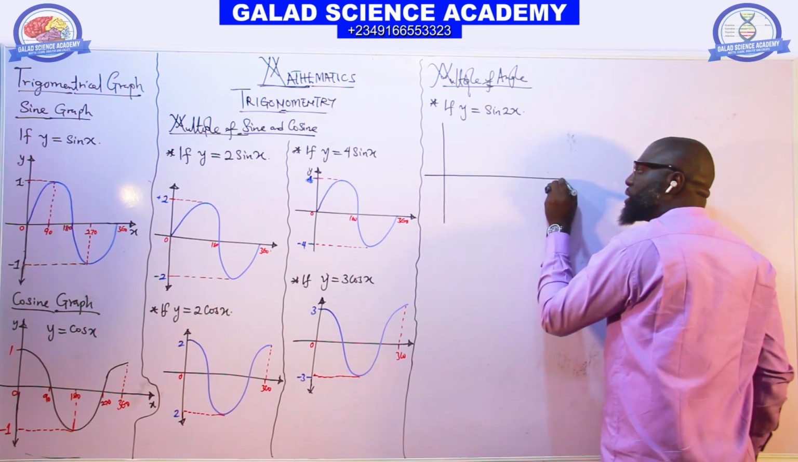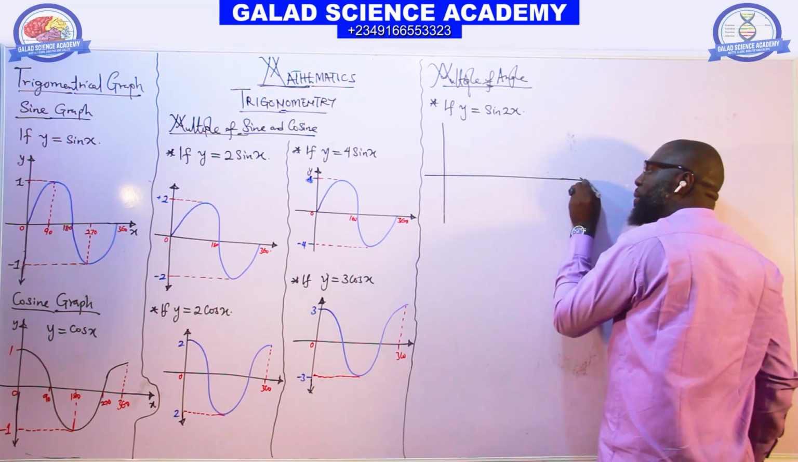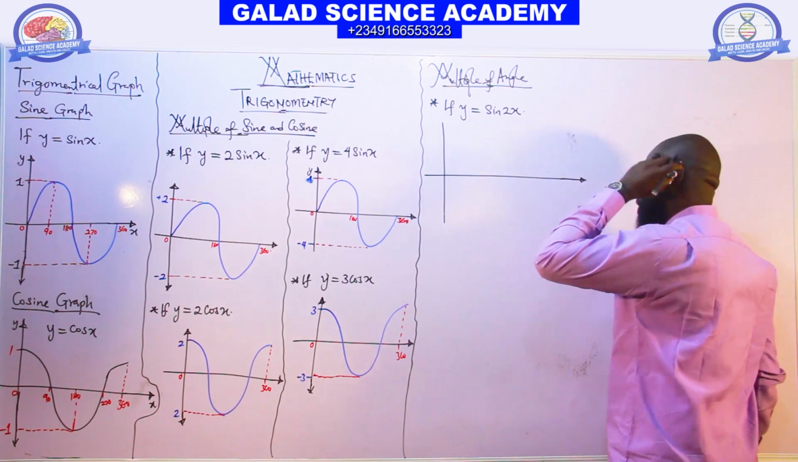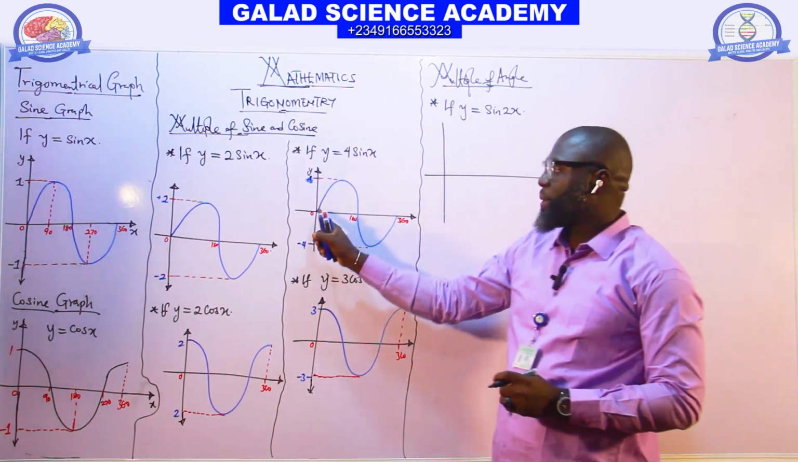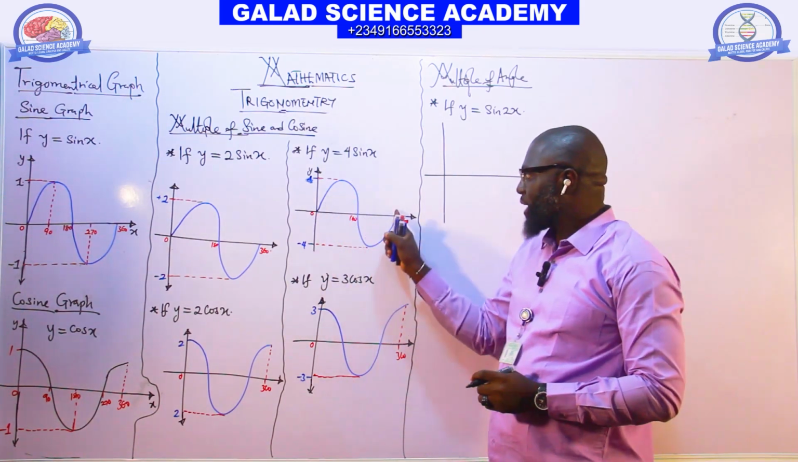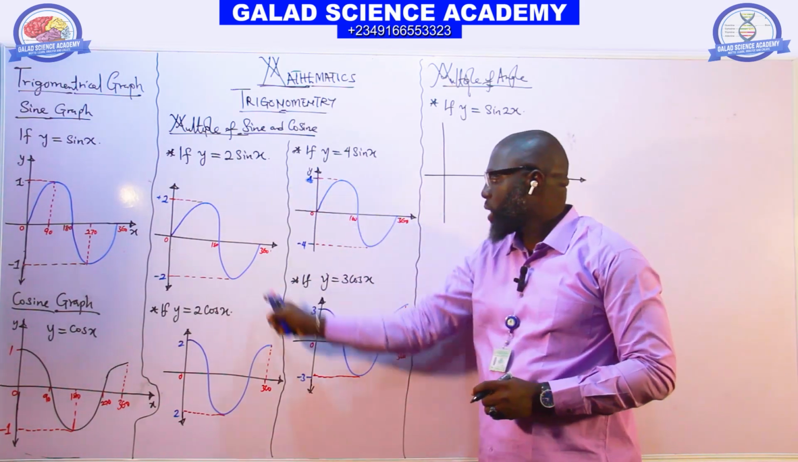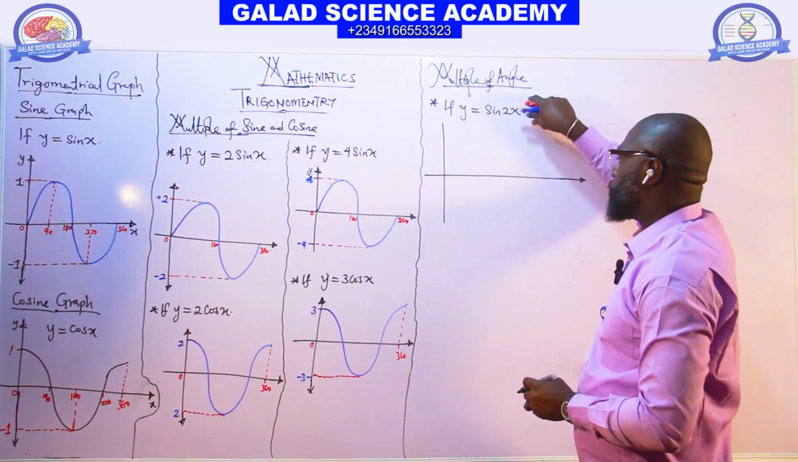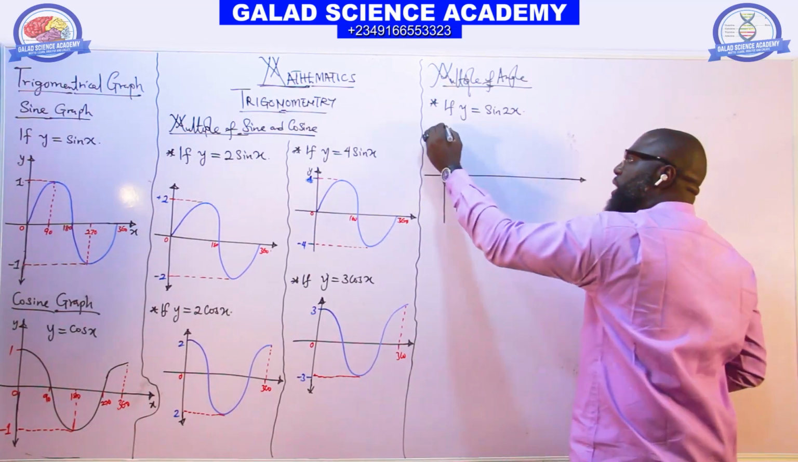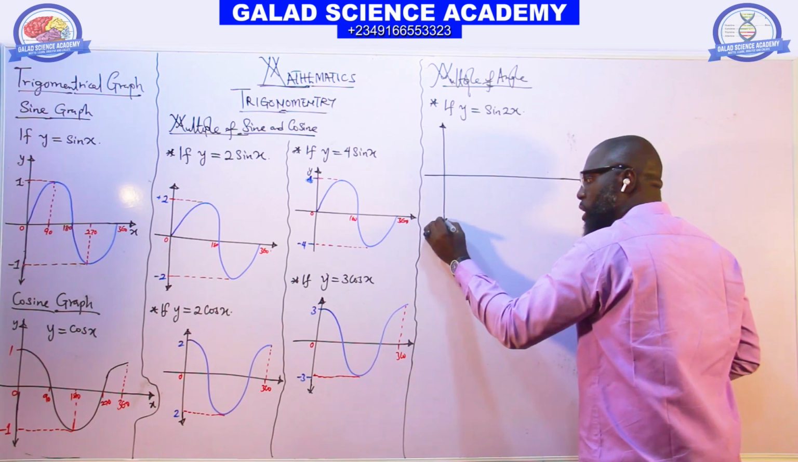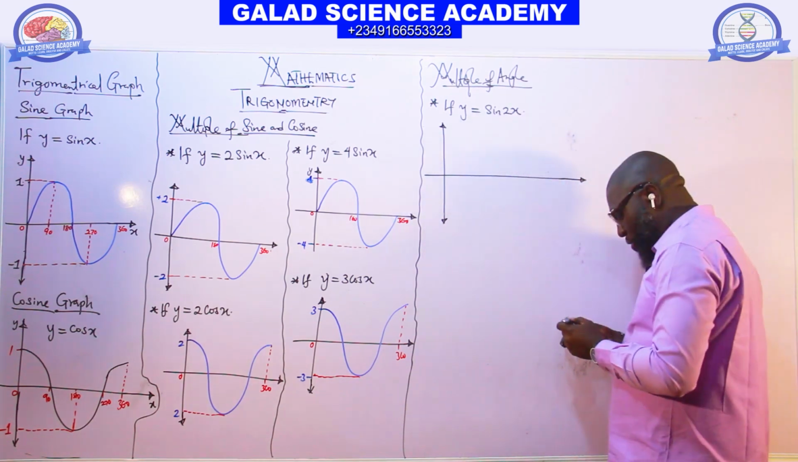It's telling you what? This x is telling you the number of revolutions. For this one, how many revolutions do we have? One revolution. The result of x here is 1 revolution. But here we have 2. Abi, that simply means what? Two revolutions.